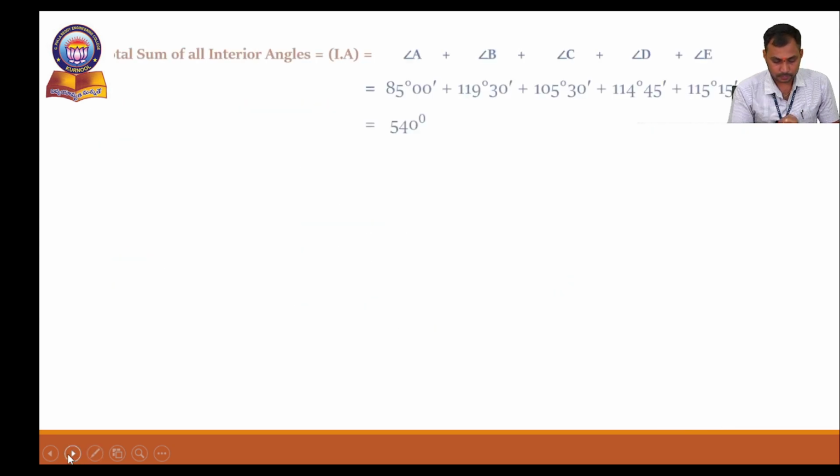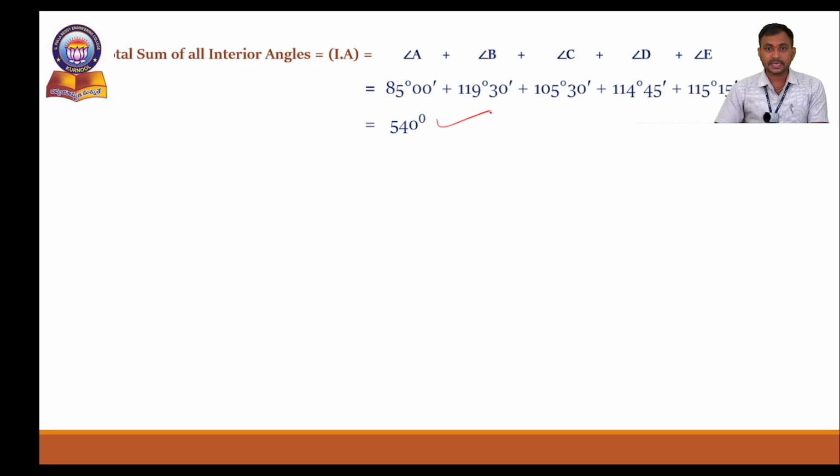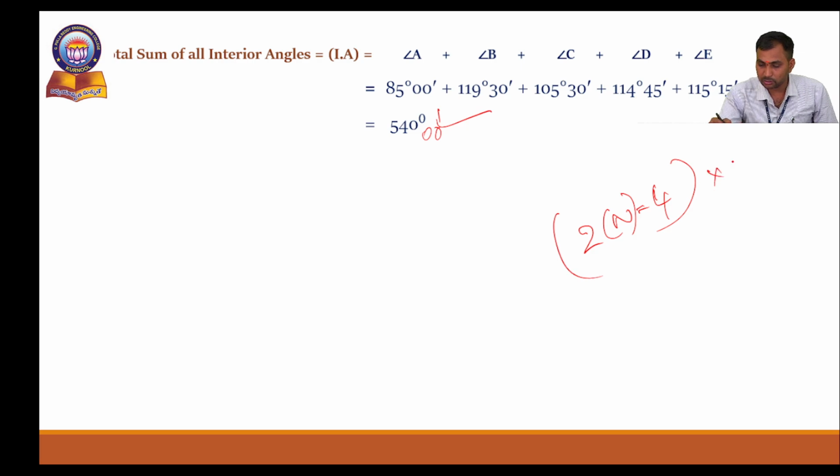Last one, the total sum of all interior angles, nothing but angle A plus angle B plus angle C plus angle D plus angle E. So we have to calculate all the interior angles. We will get 540 degrees 00 minutes. Whether the value is right or not, there is a small check formula: (2n minus 4) into 90 degrees.